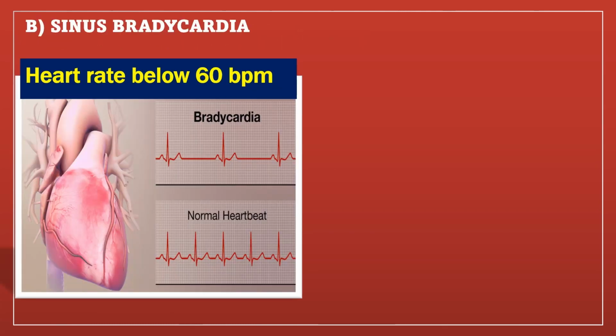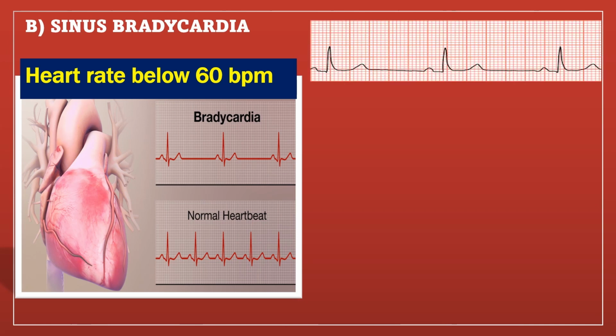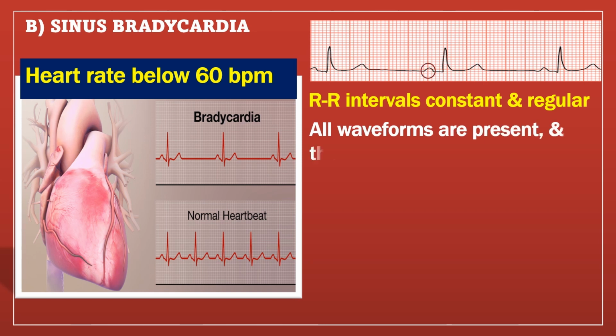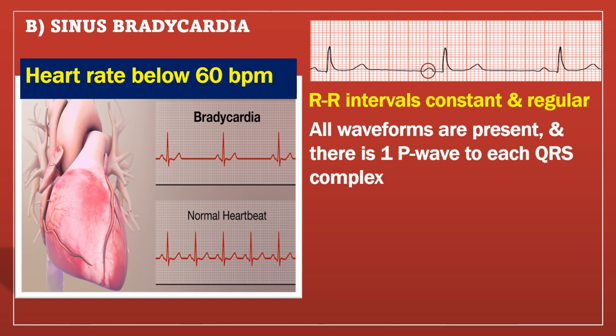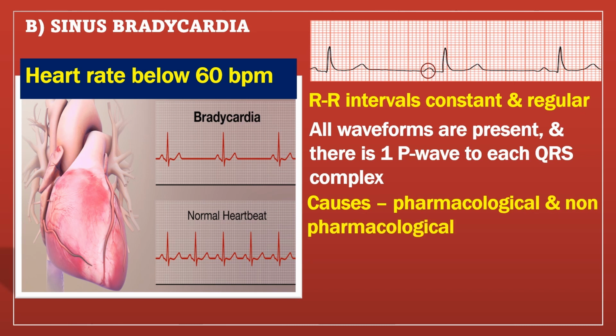Sinus bradycardia is not a changed rhythm. It is simply normal sinus rhythm which is slowed down, where the rate is less than 60 beats per minute. In an ECG, you will find that the RR intervals are the same. There will be a P wave for every QRS complex, but the rate will be less than 60 beats per minute. There can be two main reasons for the bradycardia, that is pharmacological and non-pharmacological reasons.